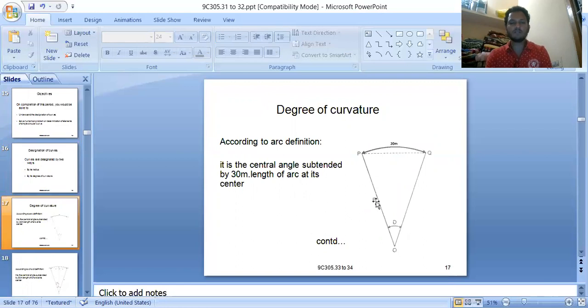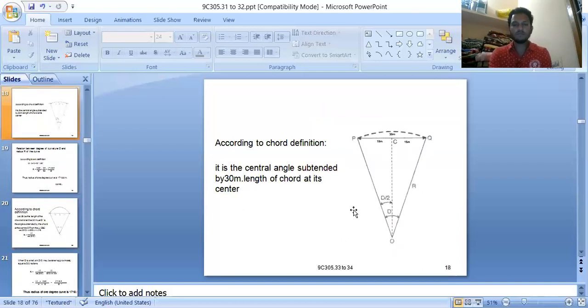What is degree of curvature? According to the arc definition, it is the central angle D subtended by a 30-meter length of arc at its center. Suppose the arc is 30 meters in length, then we measure the central angle subtended. This is called degree of curve. According to the chord definition, it is the central angle subtended by a 30-meter length of chord at its center.